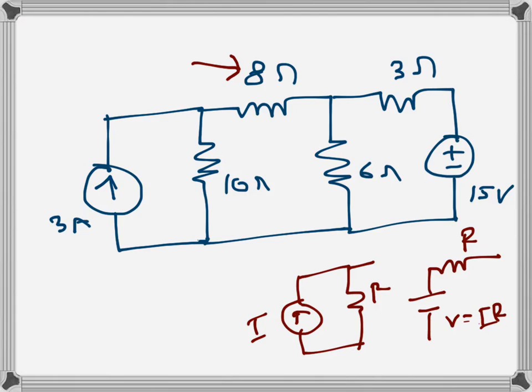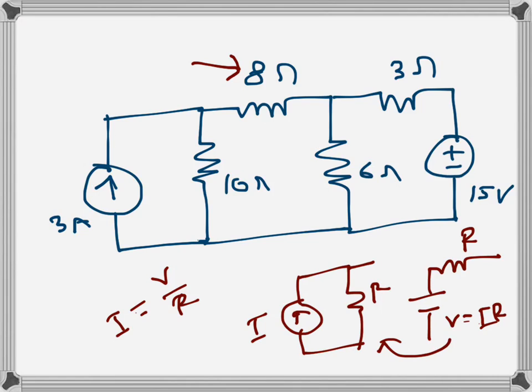Similarly, if we have a voltage source with a series resistance, that can be converted into a current source with a parallel resistance, where the resistance value will be the same, but the current value will be V over R. So if we wanted to convert from here to here, we would get V over R, which is just this I.